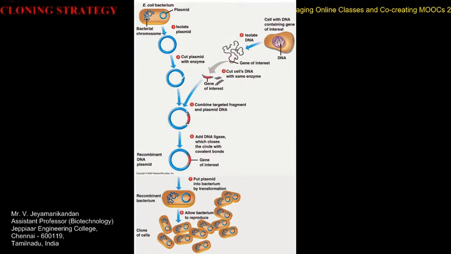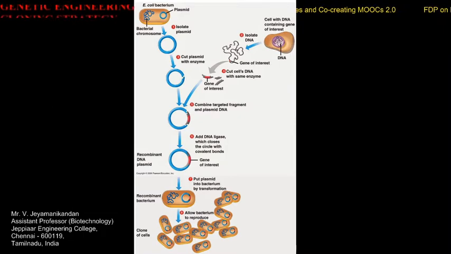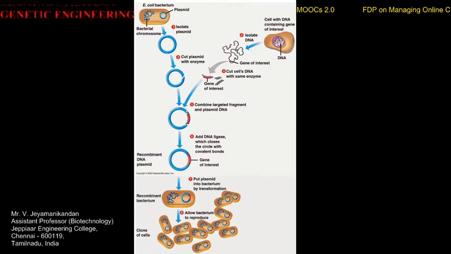First, what is the basic requirement for making the recombinant DNA organism? The basic requirements are: the first one is plasmid DNA, the second one is target DNA, that is your gene of interest, the third one is restriction enzyme, the fourth one is DNA ligase enzyme, and the fifth one is a suitable host. So these five things are the basic requirements for making a recombinant organism.